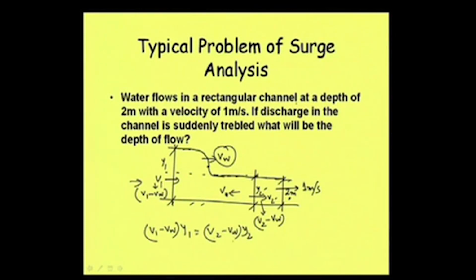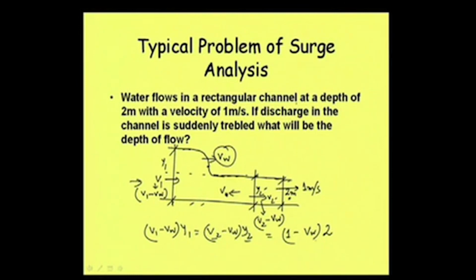Now, here we can put the value of v2 and y2. So, what we can write is that v2 is equal to 1, so (1 minus vw) into 2. So, this equation will give us some information.